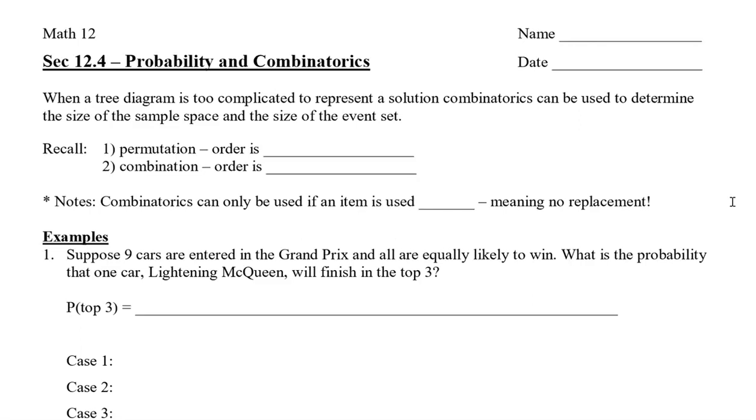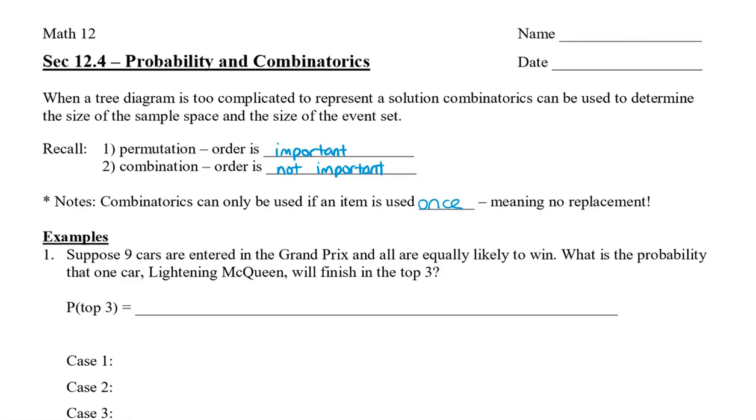Because for permutation, order is important. But for combination, order is not important. The other important thing to note is for combinatorics to be used, it can only be used if an item is used once, meaning no replacement.